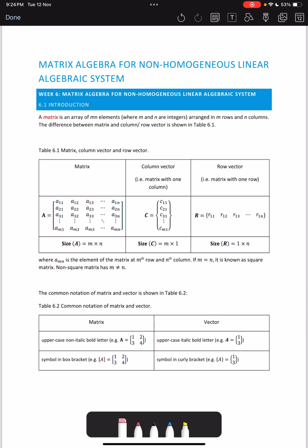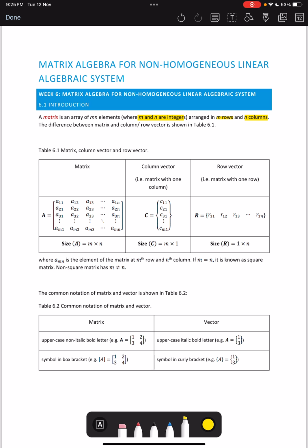matrix is, once again, an array of m times n elements where m and n are integers. So this is important, they are integers, and also m represents the row and n represents the column. And the difference between matrix and column and row vector is shown in table 6.1. So again, the matrix format is not just for scalars. It can happen in vectors as well.